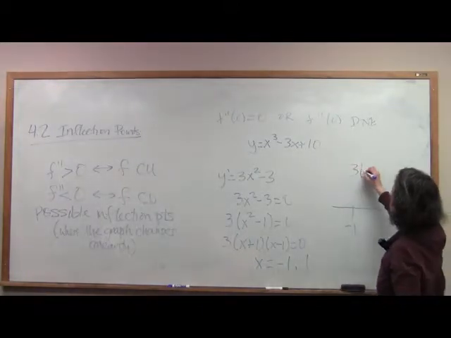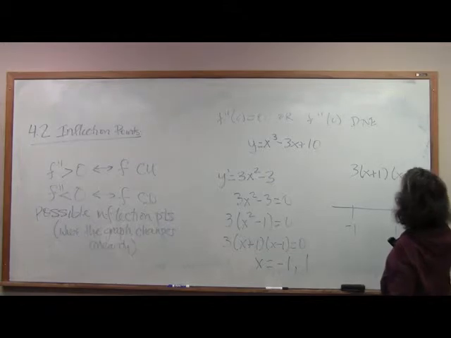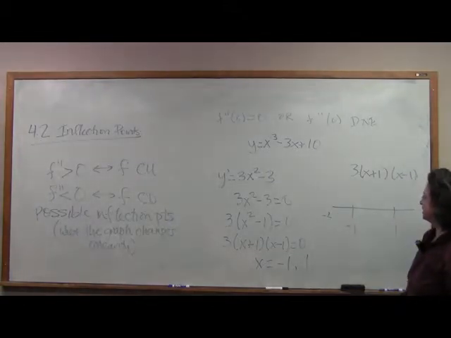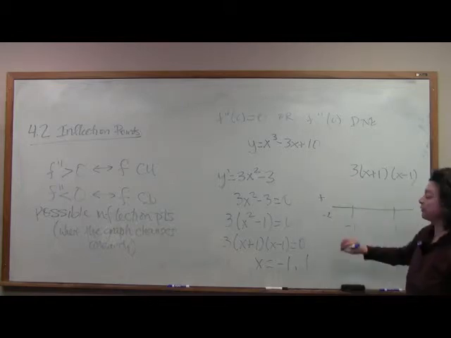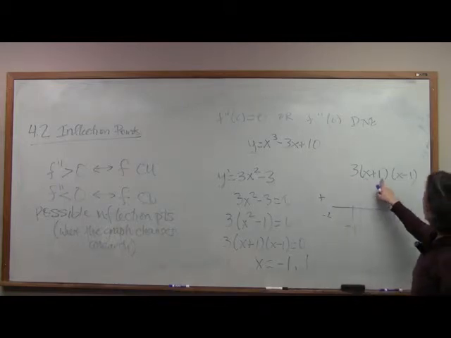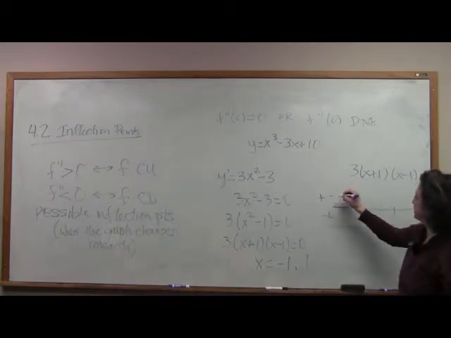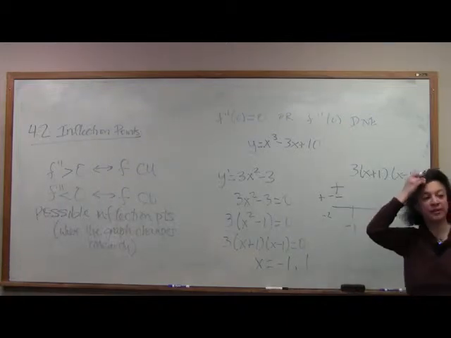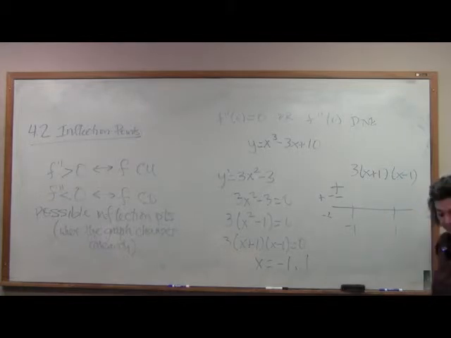All right, I am going to write my factored form right above. And let's take a test point. Over here, I'll test -2. Well, 3 is always positive. If I plug -2 into my first term, it's negative. In my second term, it's negative. So this whole thing is positive.